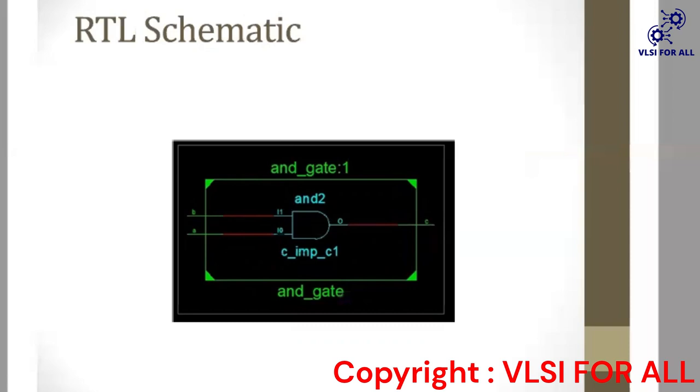You can see here I0 and I1, these are the internal values of the AND gate. A is taken as I0, B as I1, and O as C. I1 means input 1, I0 means input 0, and O means output. I think this will be the indication of this.